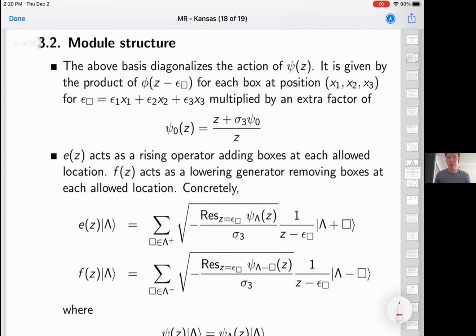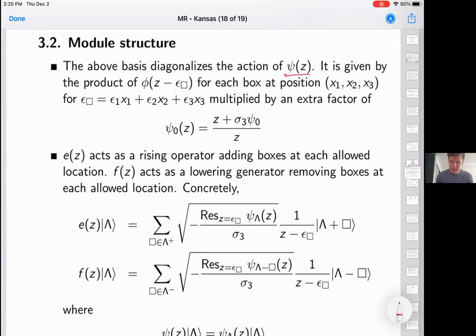Okay, so now I told you how the module looks like as a vector space. It's labeled by these 3D partitions. And now let me tell you how the generators of the affine Yangian act. So first, the above basis diagonalizes the action of the generating function psi z. And I'm going to write down all the relations at the level of generating functions. If you want to know how the different psi i, ei, and fi act, you have to expand around infinity and identify the corresponding coefficients.